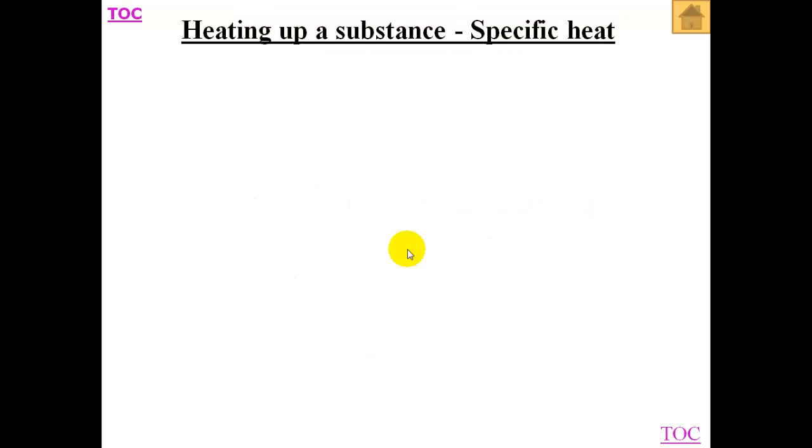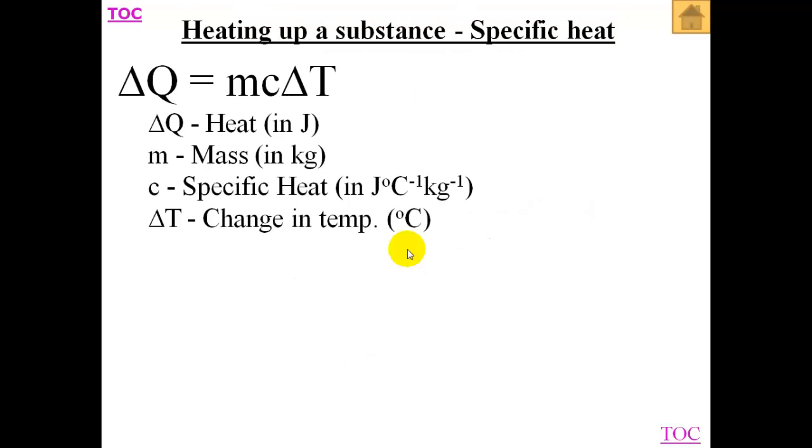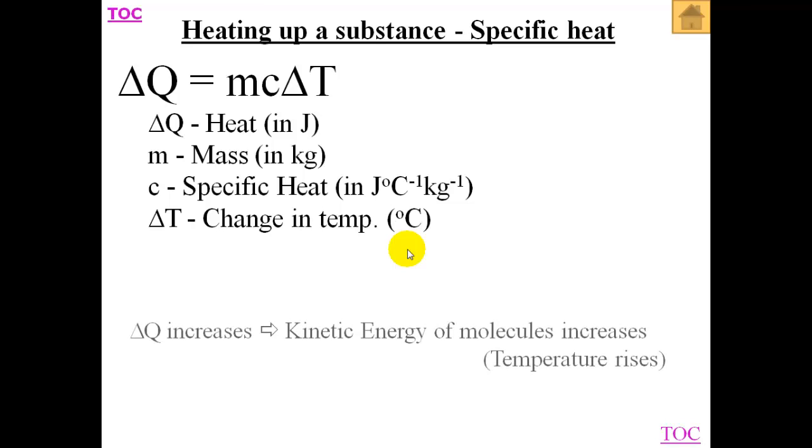So, specific heat capacity question. Delta Q is equal to mc delta T. These are the terms. So what is happening here? As the thermal energy increases, the kinetic energy of the molecules increases. In other words, the temperature rises. So the thermal energy causes an increase in temperature.